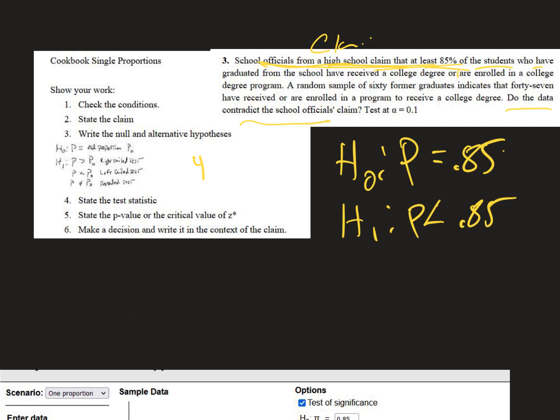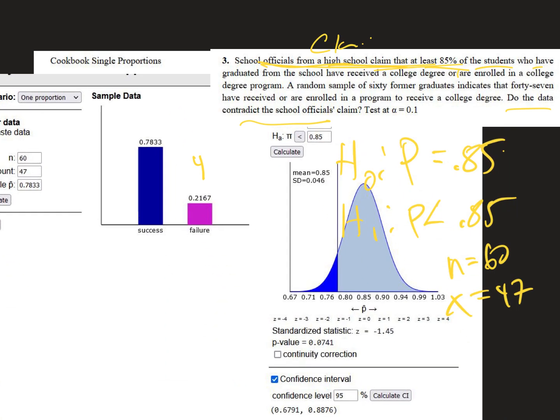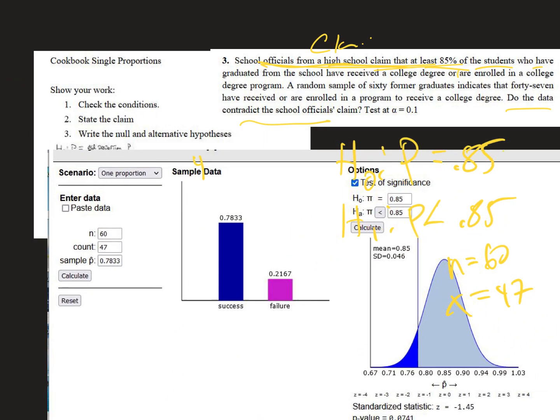Let's see. So now we're going to run the test, I guess. What do I got? I've got n equals 60. I know x equals 47. I guess that's all I need. So yes, I could do a calculator. I mean, I could do this all by hand using formulas like Dr. Stevens showed you. We can also use Rossman Chance.